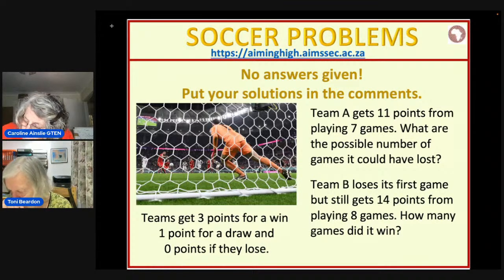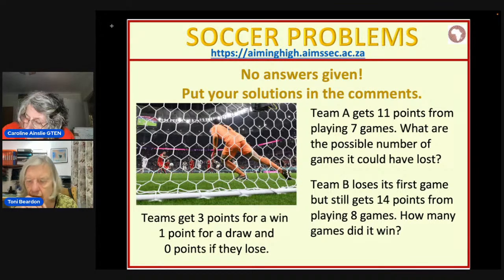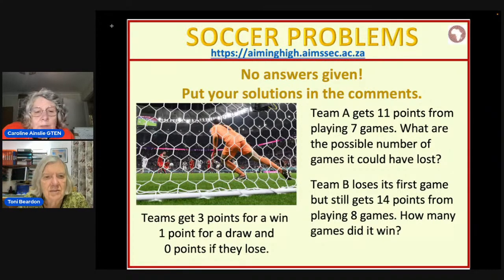Okay, so if they won 3, that would be 9 points, and they got 14 points, so they've got to get another 5 points. So they'd have to draw 5. They'd have to play 8, because they lost one already. So 9 matches, and that's not possible. So there's only one solution. And what is the question? How many games did it win? And the answer is 4.